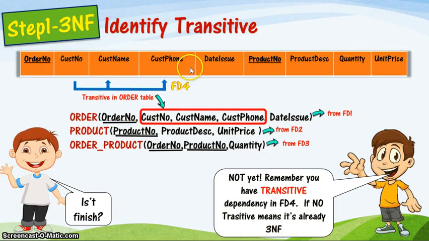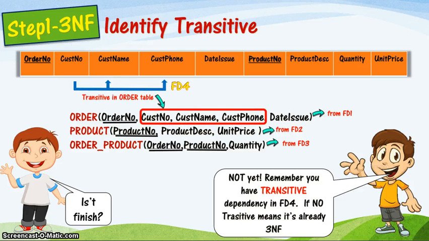Next, go to 3NF. How to create 3NF? First of all, you have to identify transitive as we said just now. We have one transitive on FD4, so you have to remove it. But if you don't have any transitive, the table is already 3NF, the same as 2NF. If you have transitive, you have to create 3NF tables. If you look at here, the transitive is in the order table. It's about customer, right? The red one.